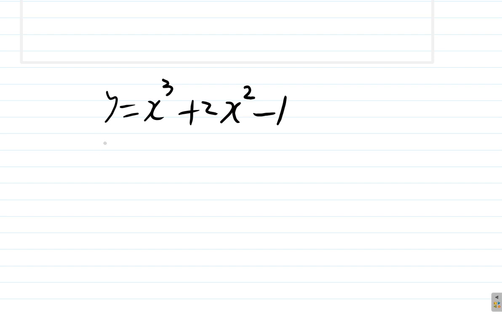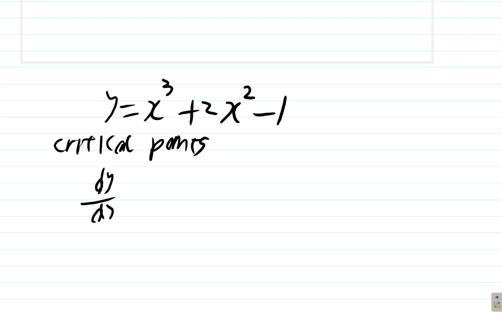Now, we want to find the critical points. So we find the first derivative, dy by dx, the first derivative of y with respect to x. dy by dx is equal to 3x squared plus 2 twos, 4x. That's it. And then we know that at the critical points, whether they're maximum or minimum, the derivative is equal to 0.